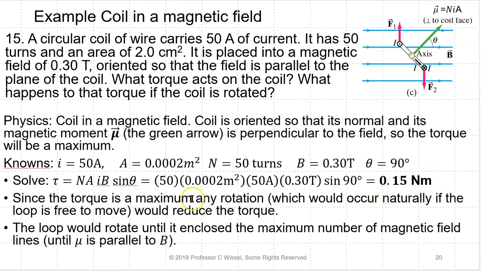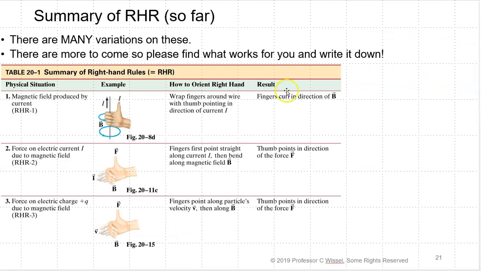Since the torque is a maximum, any rotation, which would occur naturally since the loop is free to move, would reduce the torque. The loop would rotate until it encloses the maximum number of magnetic field lines and until mu is parallel to B. So in other words, this green line here will line up with B. Now here's some of the right-hand rules.